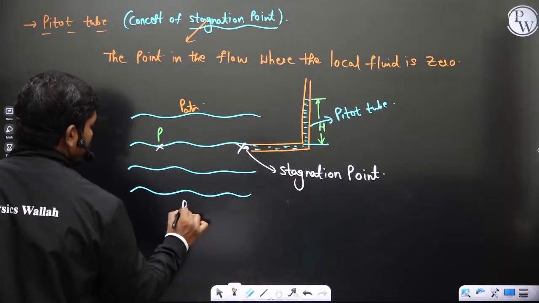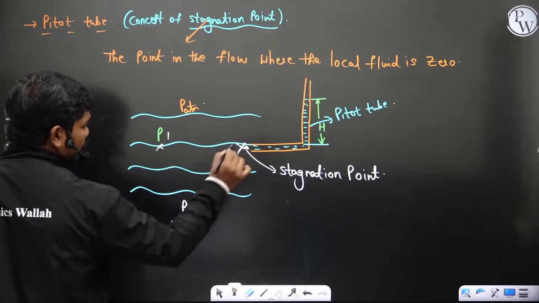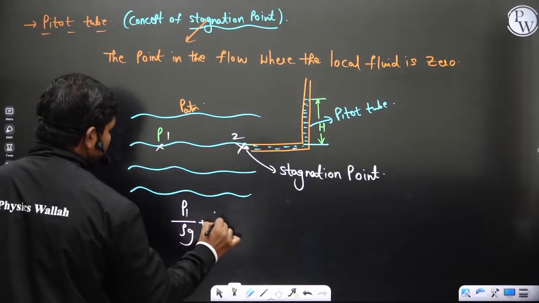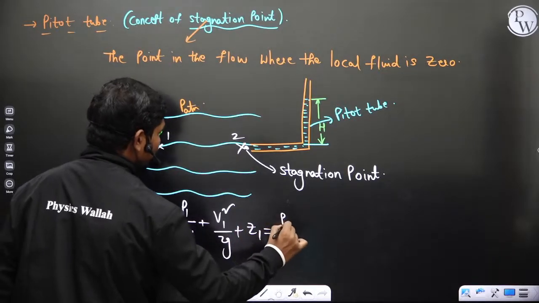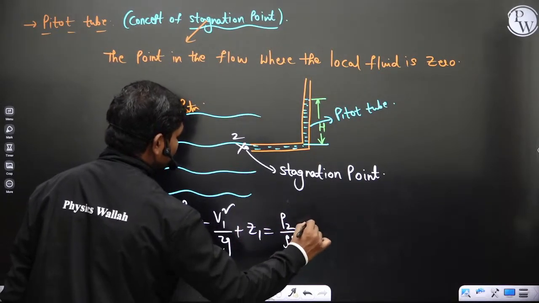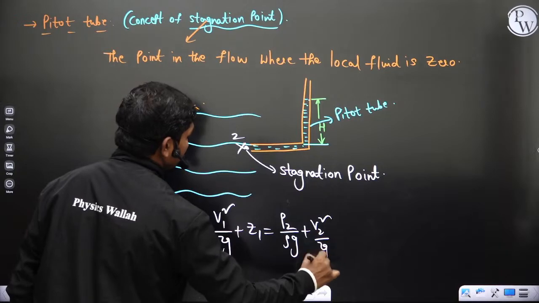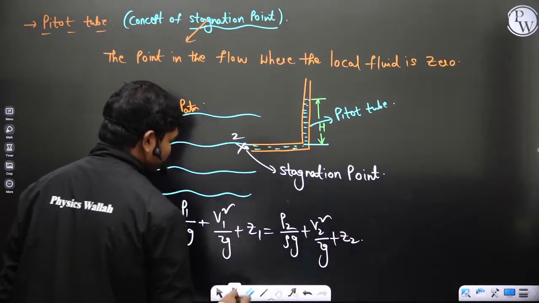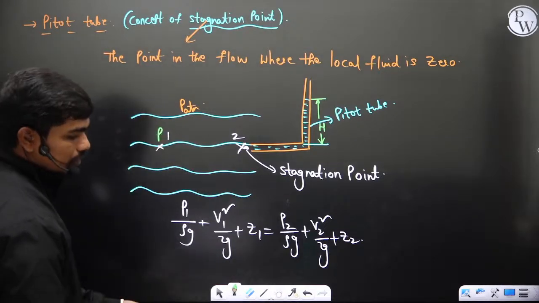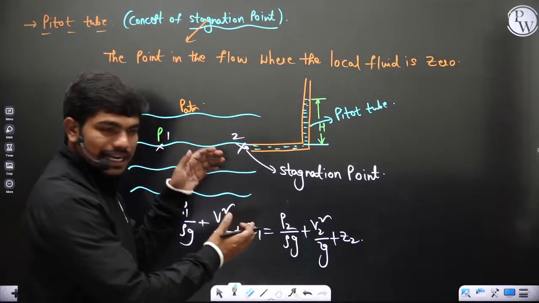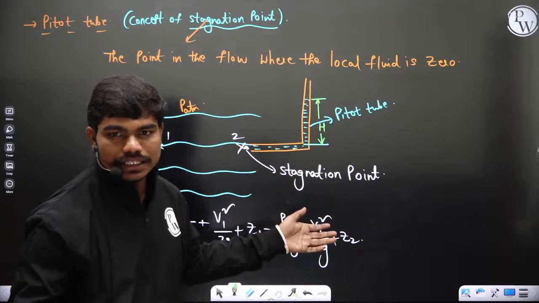So P1 by ρg, let us suppose this point is 1 and this is 2, so P1 by ρg plus V1 square by 2g plus Z1 is equal to P2 by ρg plus V2 square by 2g plus Z2. Then you can see the pressure, if this is open to atmosphere for example, and this is actually in the horizontal plane. We are not taking this in the vertical plane.